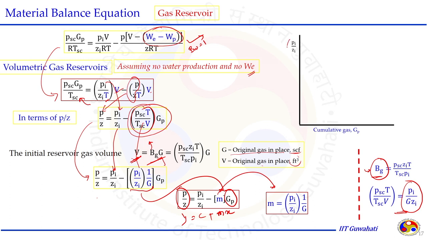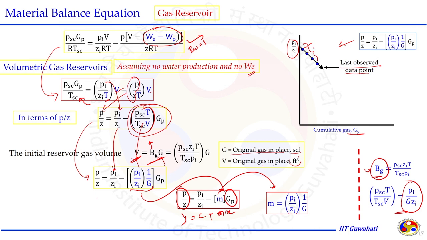So let's say on the y-axis we are having the pressure divided by compressibility factor, and on the x-axis we are having the cumulative gas Gp. The resultant equation is like this, and when we are collecting the data, field data or the tank model data at different PI by ZI, we are going to get some initial values. These initial values should fall on the straight line if it is a volumetric gas reservoir.